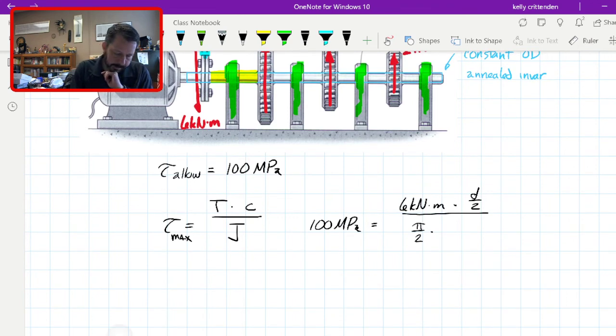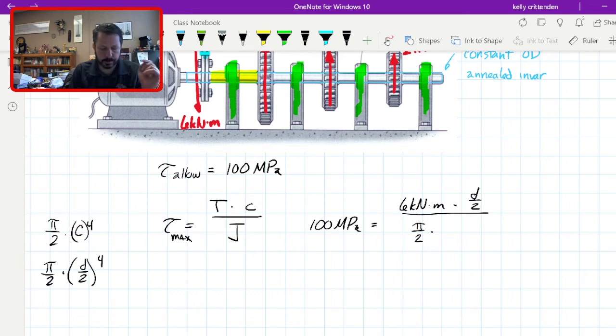So if I did, let's do it over here to the side, pi over 2 times c to the fourth, which is pi over 2 times d over 2 to the fourth. 2 to the fourth power is 2 times 2 is 4, times 2 is 8, times 2 is 16, times this 2 is 32. So pi over 32 times d to the fourth. Now I've got an equation with diameters in it, and I should be able to solve for d.